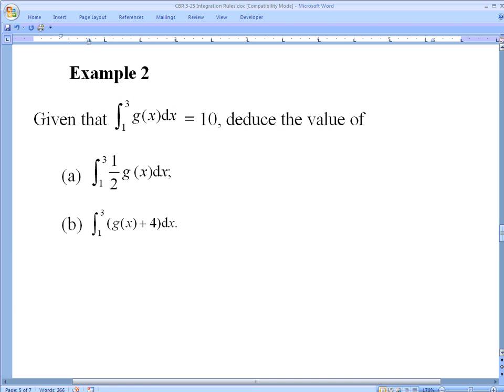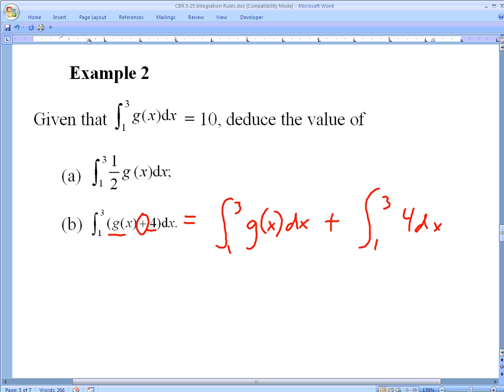For part B, we have two functions. One is g of x, one is just this nice little guy, 4. And we know that we can break this up into two integrals. So I have the integral from 1 to 3 of g of x dx, and then I have another integral from 1 to 3 of 4 dx. And since the original functions were being added together, these integrals are going to be added together.